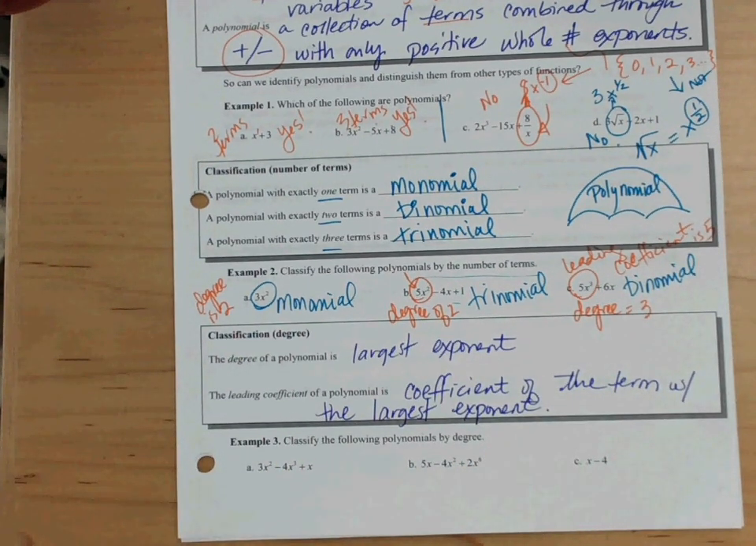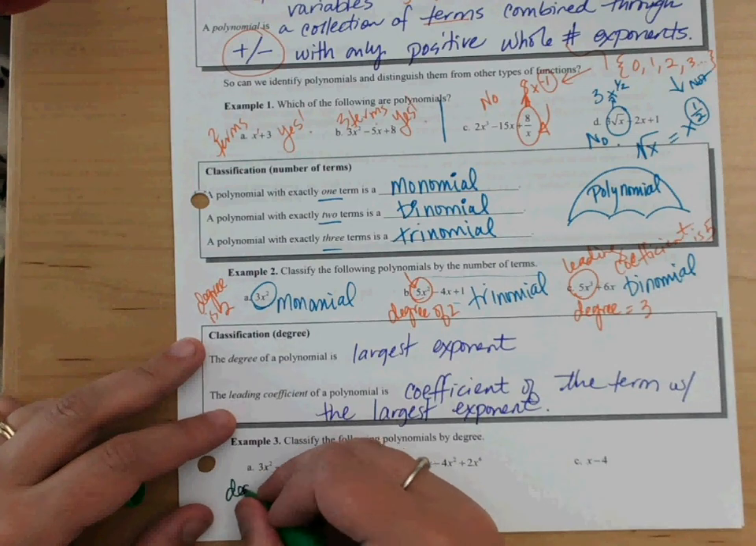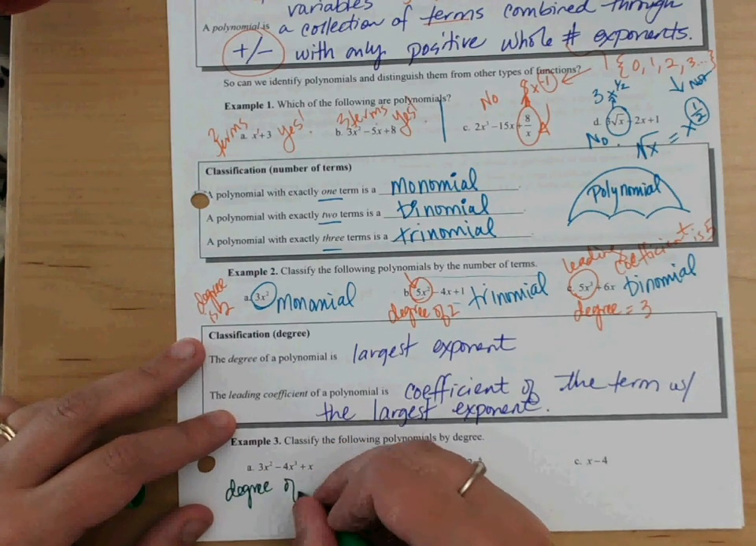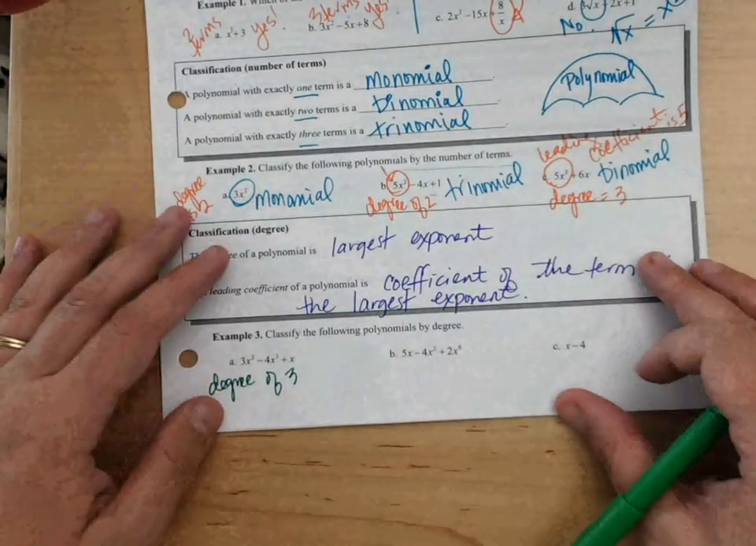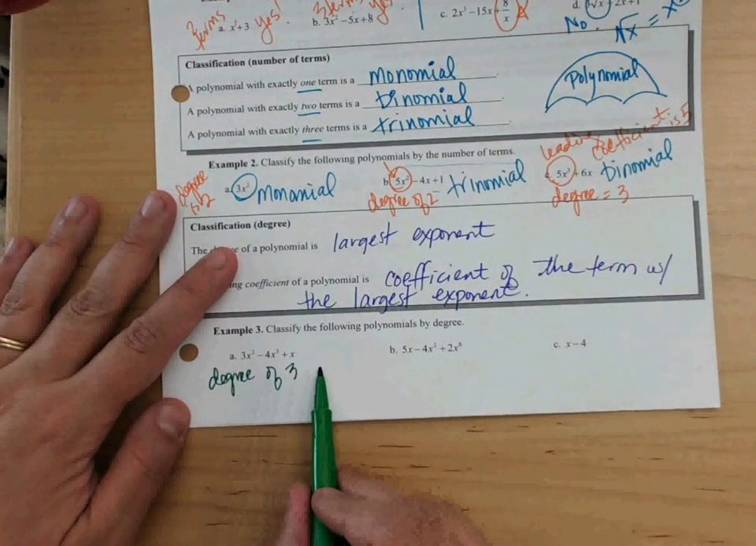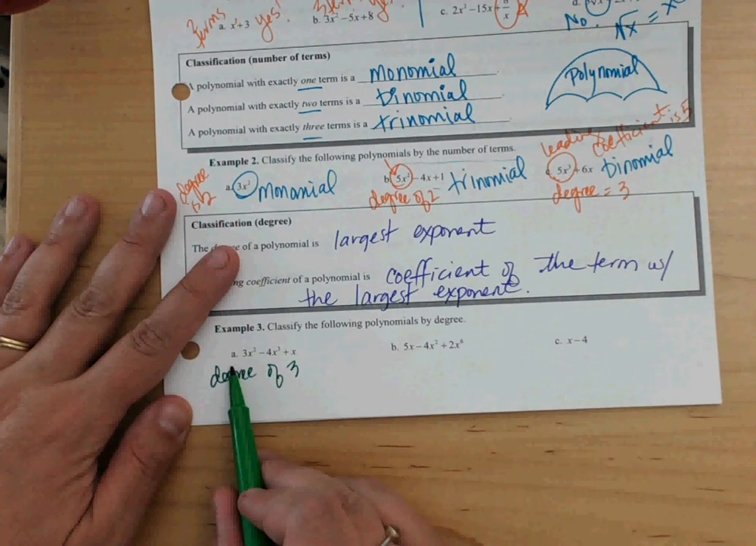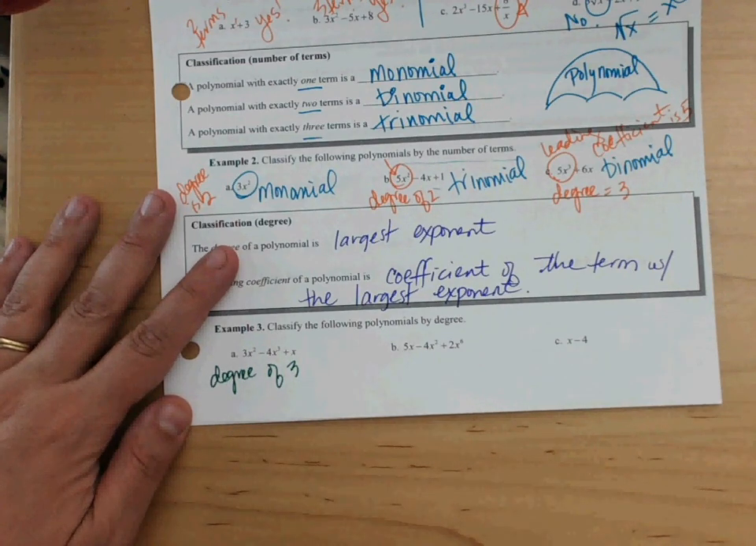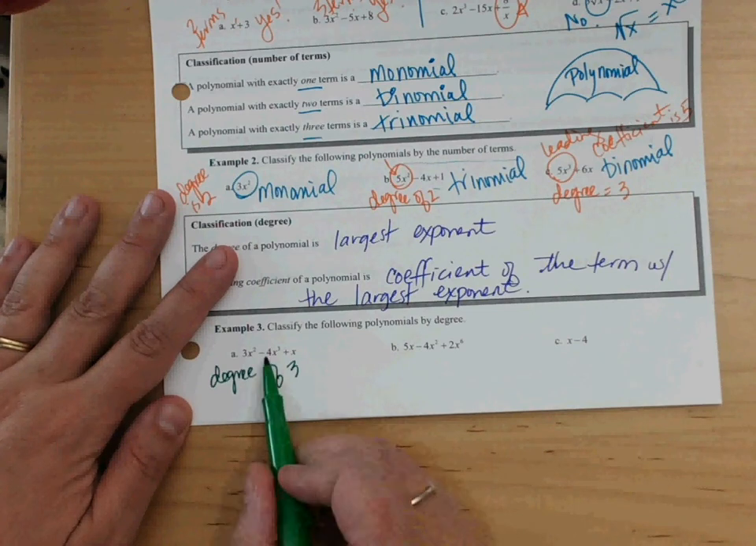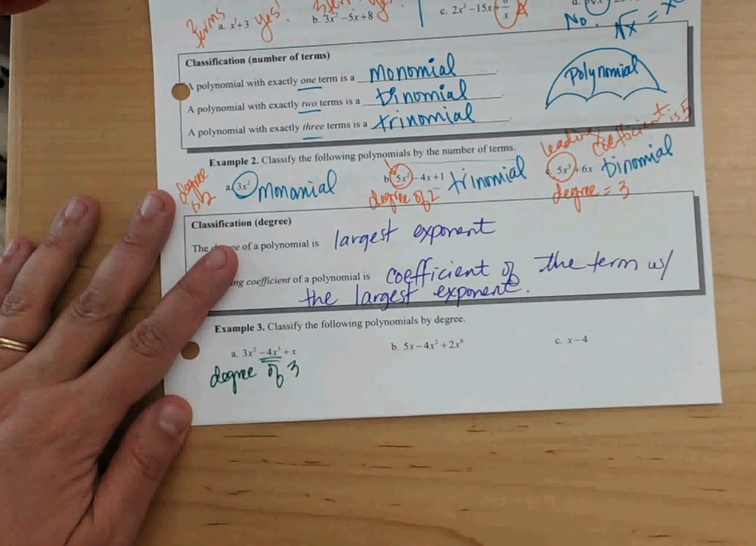Classify the following polynomials by degree. Who can tell me the degree of the first one? Yes, degree of 3. Now, what we're going to want to do is put it in descending order. So I always want to write my polynomial with the big guy going first so that he is really leading. The leading coefficient is -4.